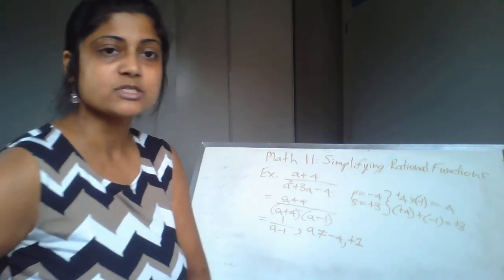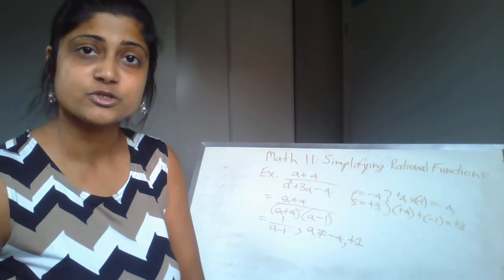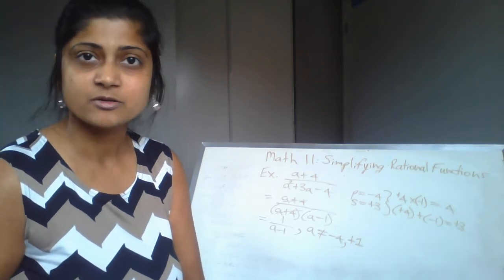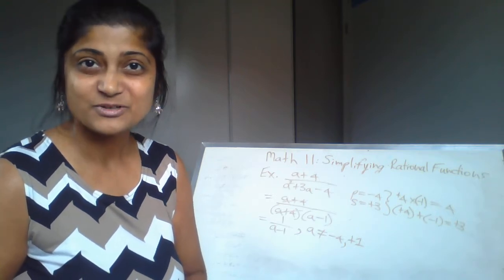So you can just state the restrictions right beside your final answer, okay? That's where the restrictions should be. It shouldn't be at the beginning of the question or somewhere in the middle. All right, are we all good so far?